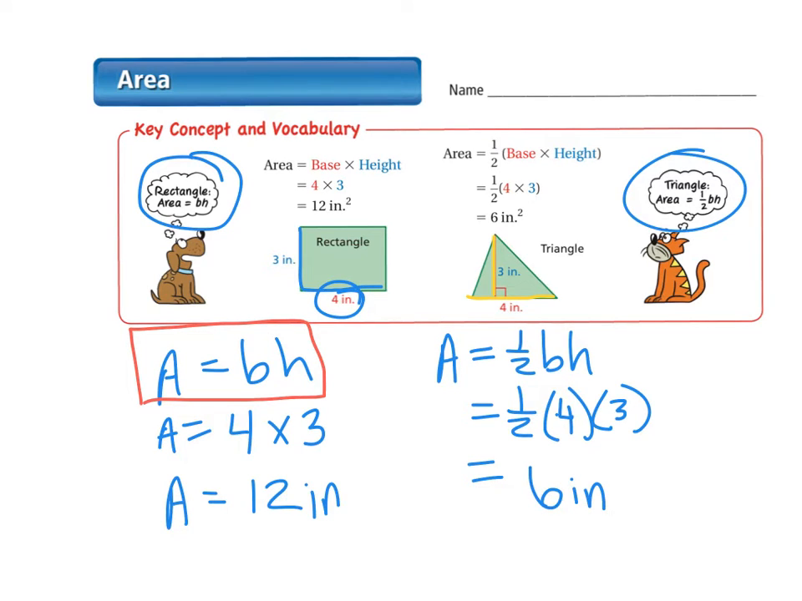Oh, and you also need to make sure you put squared on this. Whenever you're finding the area, remember the area of a shape is everything inside here. So whenever you're finding the area of everything inside, you always have to square it. All right, so let's practice some of these. Put these in your notes.